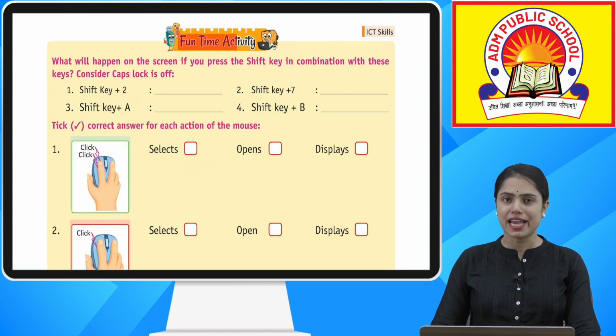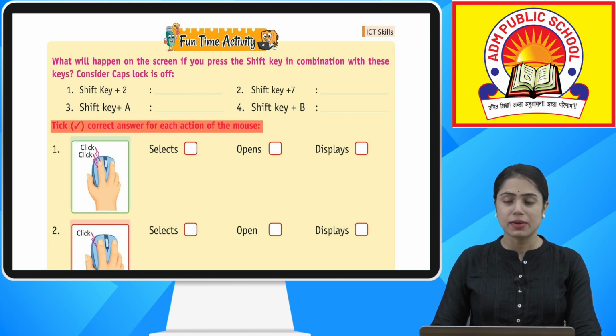Now, it's fun time activity. What will happen on the screen if you press the shift key in combination with these keys? Consider caps lock is off. And the answer is yes, right. Shift key plus 2. Correct. Shift key plus 7. Right. Shift key plus A. Correct. Shift key plus B. Tick the correct answer for each action of the mouse.